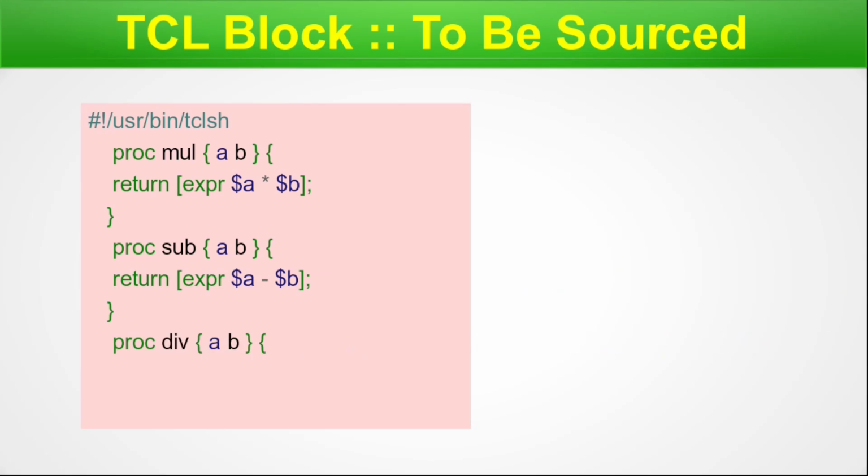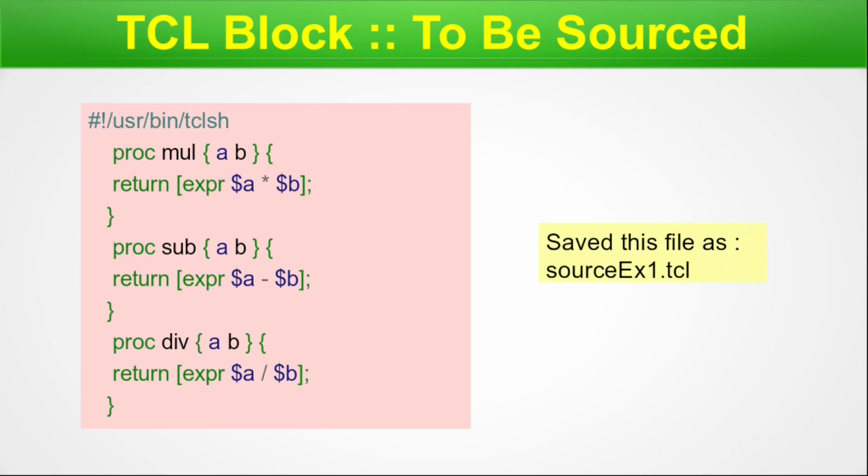Third one is the division. Here we also have 2 arguments, and this line contains the mathematical description. This is very straightforward, so I am not going to explain this. And I close the bracket. So here there are 3 tcl procedures. One is multiplication, one is subtraction, another is division. So these 3 I will be reusing in the next code. I saved this particular file in the name source ex1.tcl. This is just to remind you and emphasize. So this slide we are done.